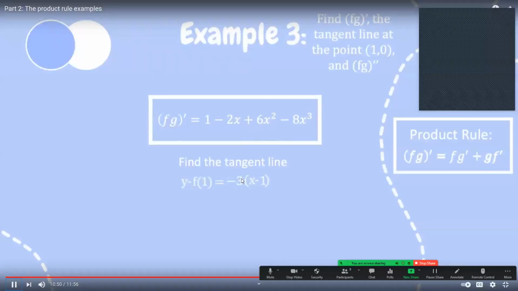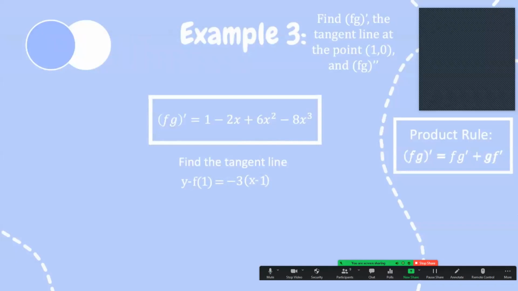Now we can put in our tangent line and substitute our points, and that becomes y equals minus 3x minus 3.